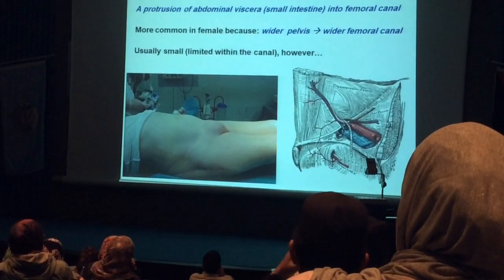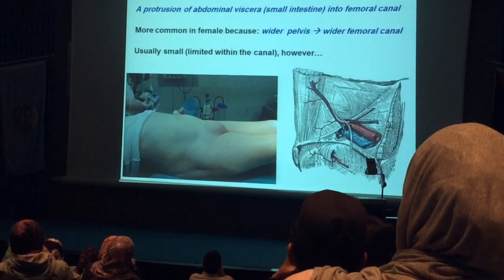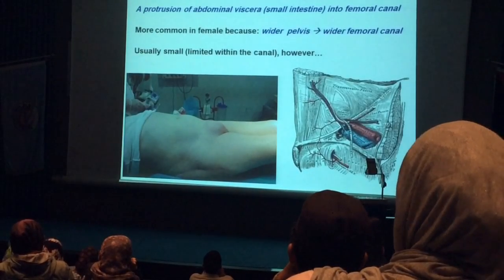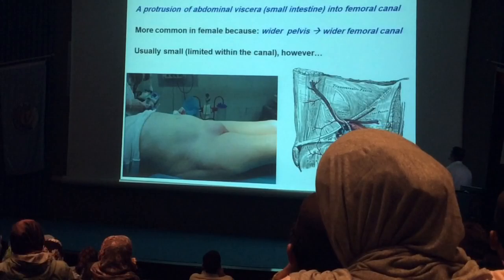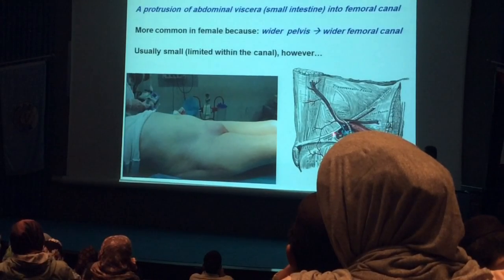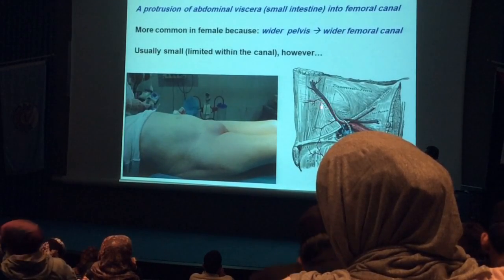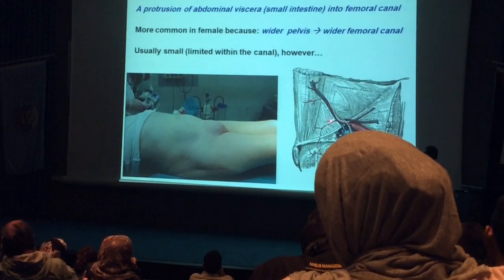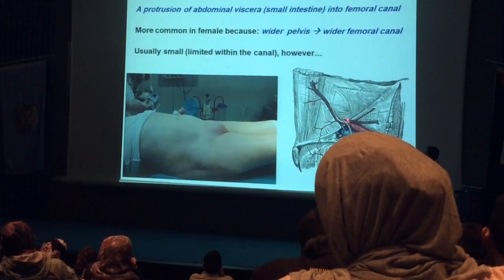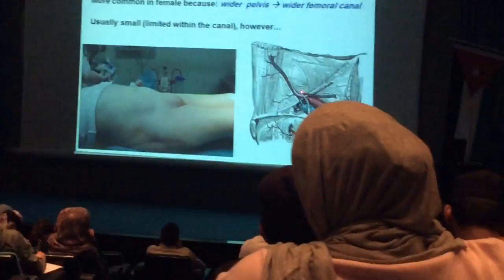The other kind of hernia is the femoral hernia. Now, femoral hernia is a protrusion of abdominal viscera into the femoral canal through the femoral ring, through this opening, which we call the femoral ring, below the inguinal ligament. This is the inguinal triangle. If the bulge comes here, it's direct. If it passes through this opening, it's indirect inguinal.